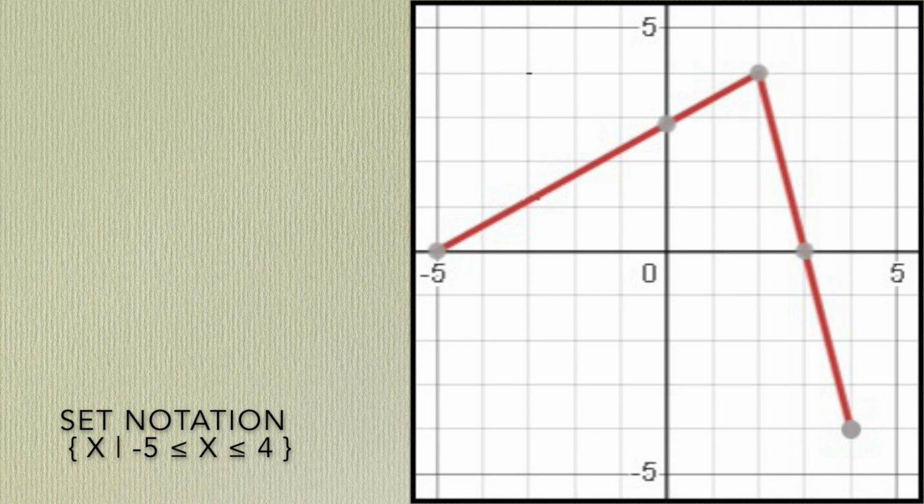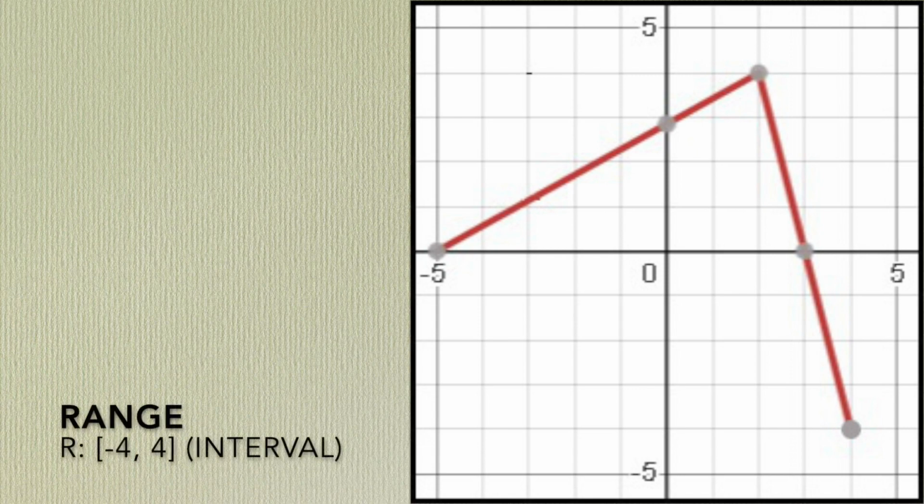So now let's look at the range. If we look at the bottommost value, because we're looking at the y values, the bottommost value is -4, and the topmost value is +4. So to look at the domain, we look at left to right values. To look at the range, we look at bottom to top values. So the range in interval notation is going to be bracket -4, comma 4, bracket, because we're starting at -4 at the bottom and we're going to +4 at the top.